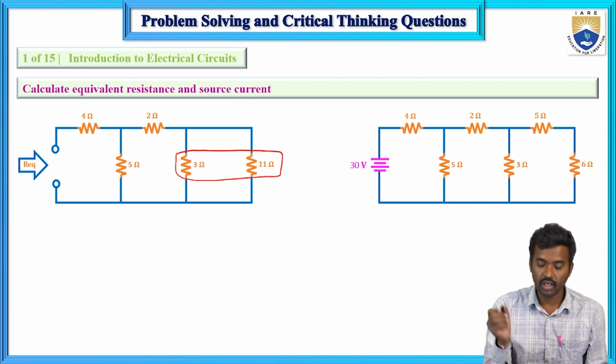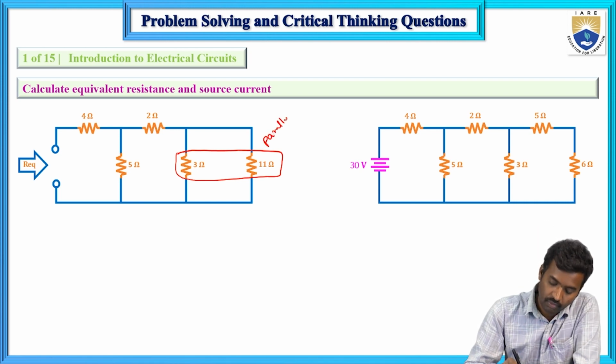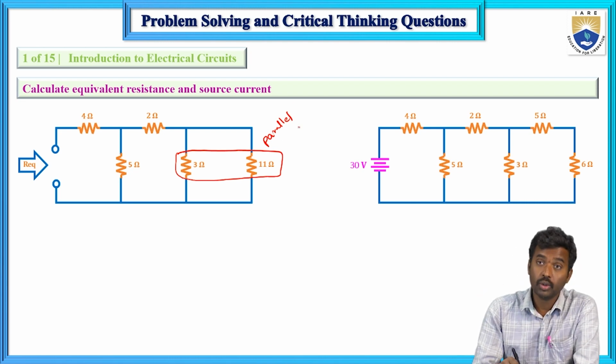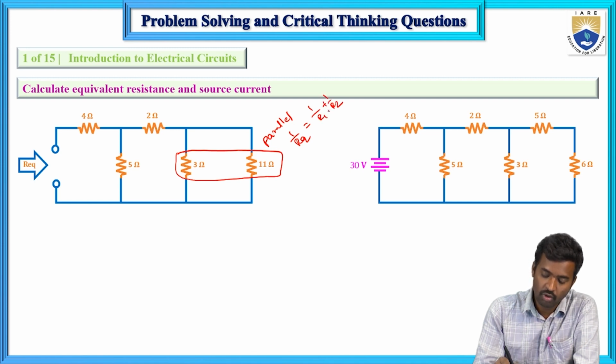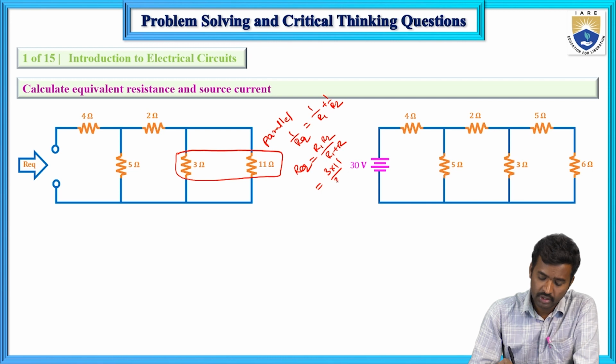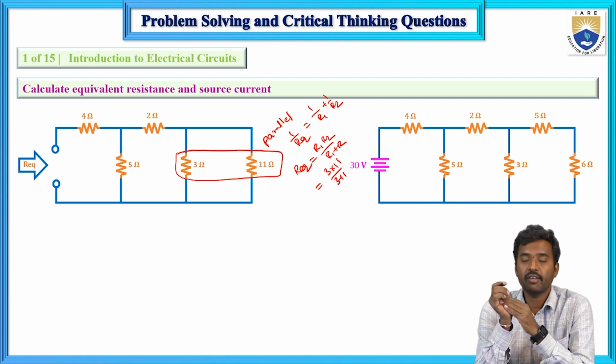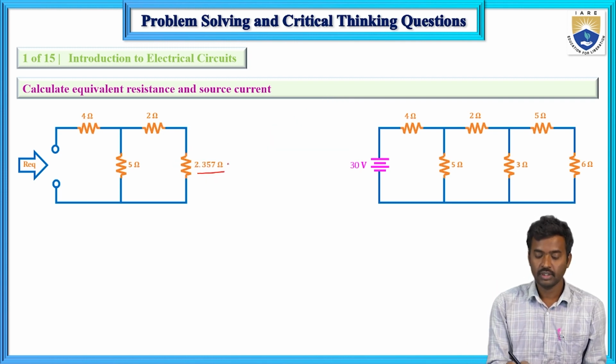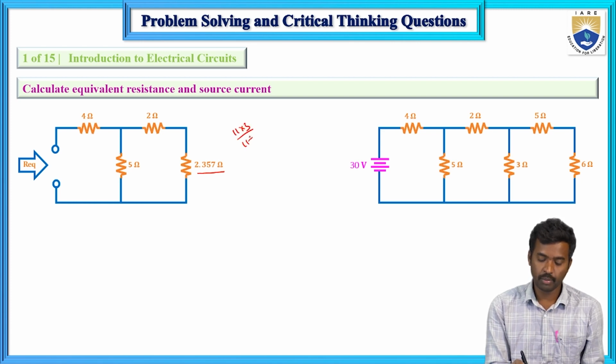Now here 3 and 11 are connected in parallel. Means in the parallel case, two resistors are connected in parallel, reciprocal of equivalent resistance equals 1 by R1 plus 1 by R2. Now if you simplify this, R1 into R2 divided by R1 plus R2. Here 3 into 11 divided by 3 plus 11. So 3 and 11 connected in parallel, that value is 2.357.